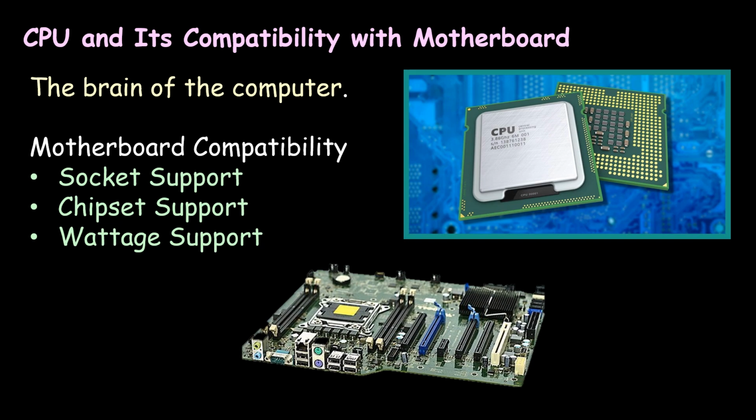And the third one is the voltage support. Every CPU needs a certain amount of power to work, which is called the voltage. The motherboard must provide enough power to the CPU. If the CPU needs too much power and the motherboard can't supply it, then the system won't work properly.